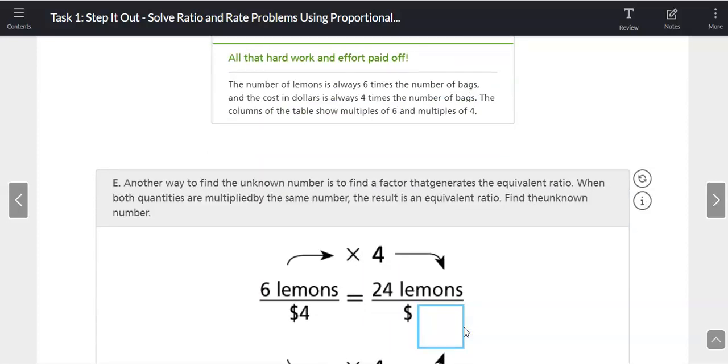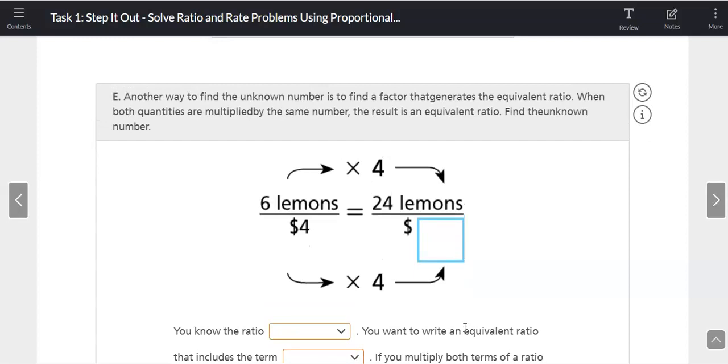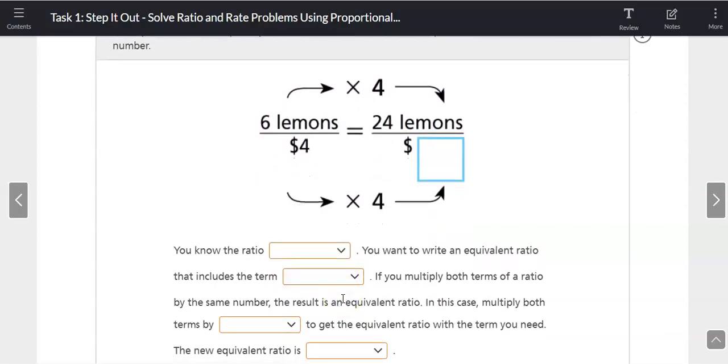Now, the table may take too long if you are doing a problem because drawing a table every single time is going to be rather lengthy. However, you could do it this way. It says another way to find the unknown number is to find a factor that generates the equivalent ratio. When both quantities are multiplied by the same number, the result is an equivalent ratio. So I know that if I have 6 lemons over $4, and I want to know if I get 24. So 6 times 4 is 24. Whatever I do on the top, I do on the bottom. So 4 times 4 is 16.